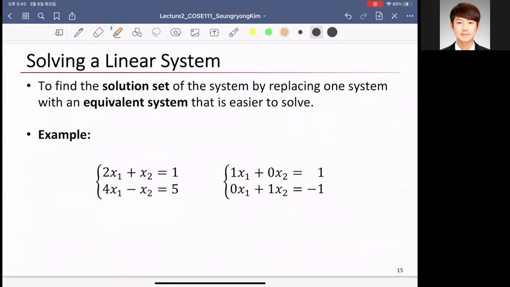Okay. So, how to find out the solution set of the system? What is our strategy? You already know this strategy. 연립방정식이죠. 한국말로 연립방정식을 푸는 법 여러분 배웠지만, let's think about more systemic way to solve this linear system. Our philosophy is like that. By replacing one system with equivalent system, that is easier to solve.